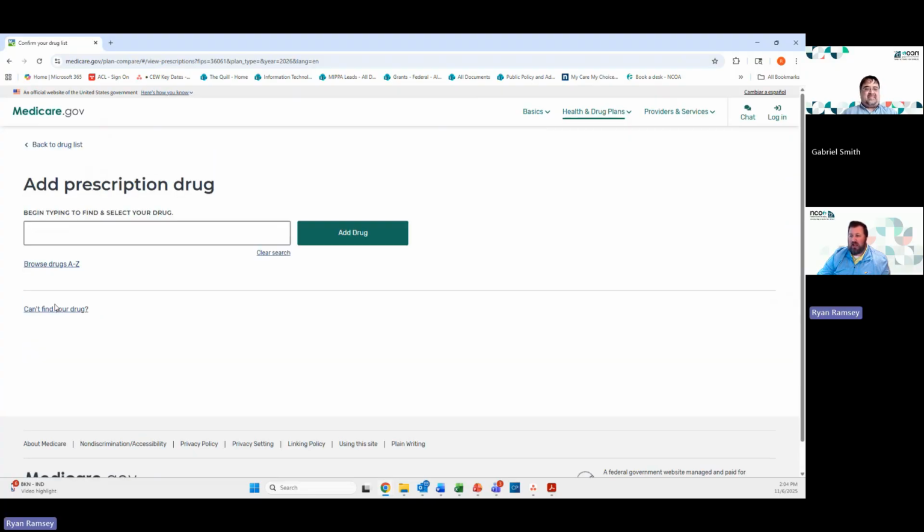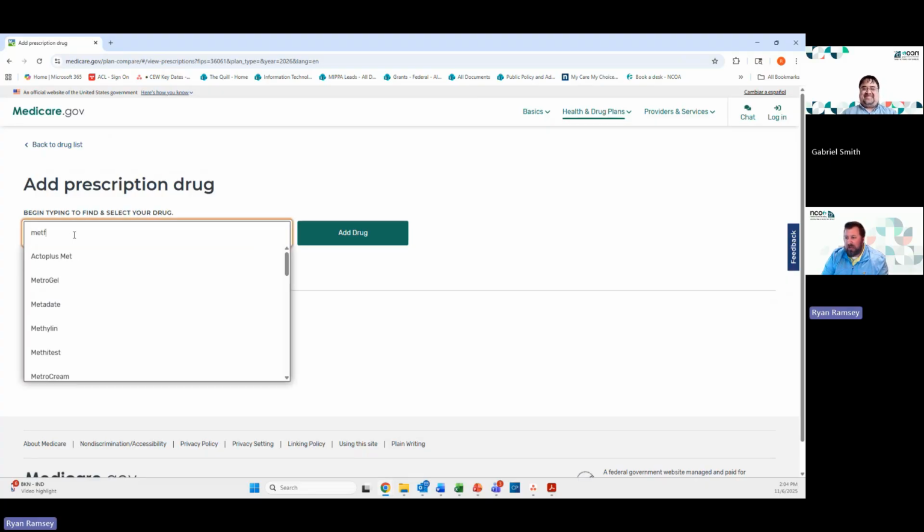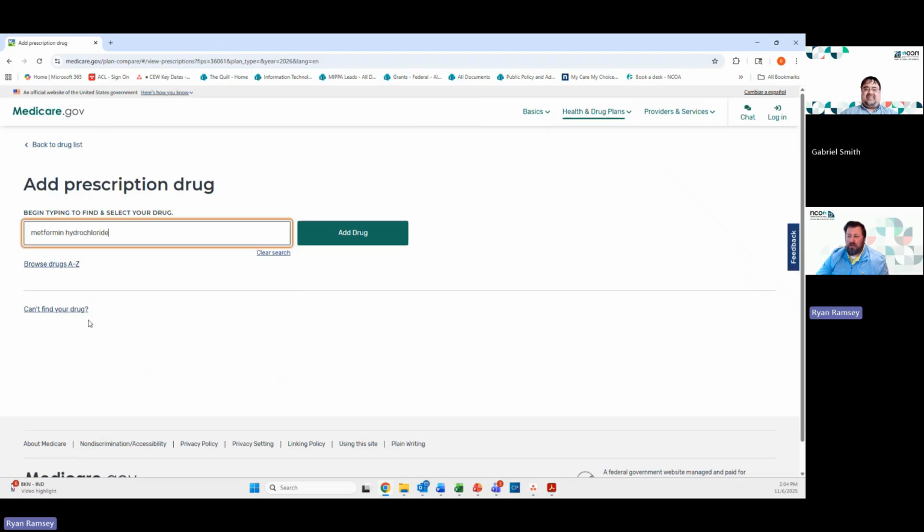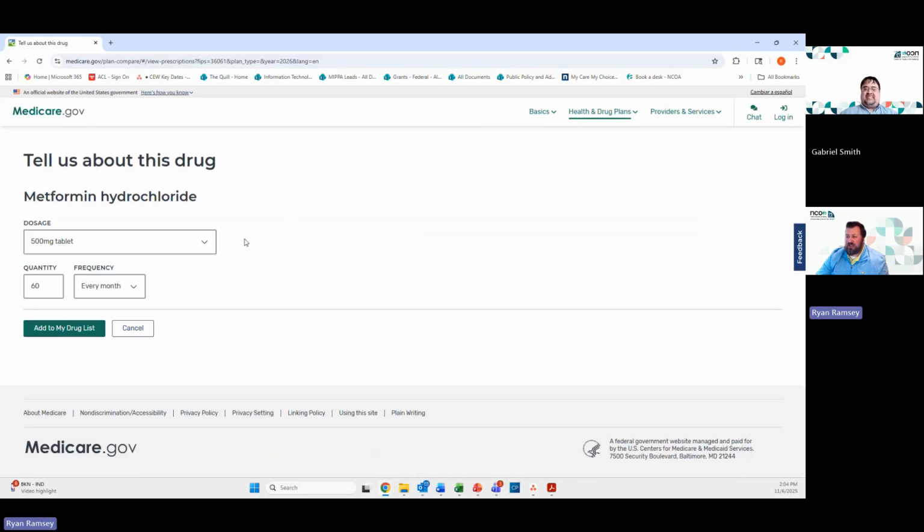What is his second drug? Metformin. Okay. And you will notice here that with metformin you'll see metformin with a lot of other medications listed here. However, if they do not have any additional information around that metformin, you're going to scroll down and you're going to locate that metformin hydrochloride and select add drug.